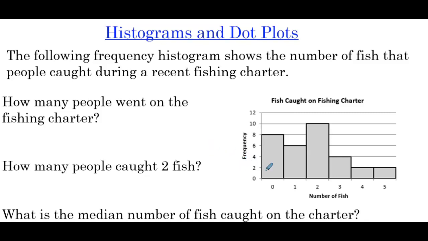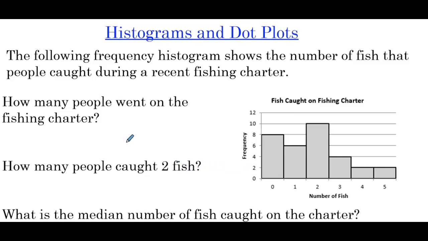So we can see our horizontal axis is the number of fish, vertical is the frequency, and our data is represented by bars. Notice these bars are touching, which is the difference between a histogram and a bar graph. In a bar graph, the bars are separated, and that's because a bar graph is really good for categorical data, like if you're surveying people on their favorite color, whereas a histogram is good for numeric data, in this case, the number of fish that people caught on this charter.